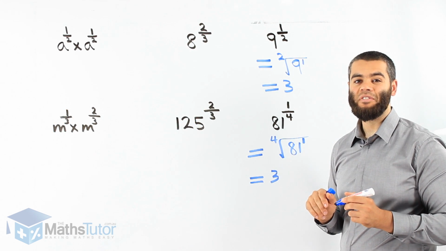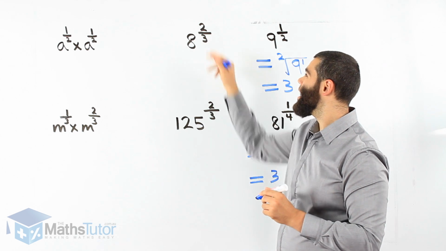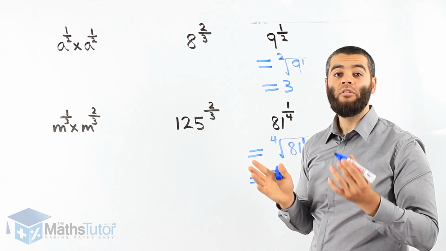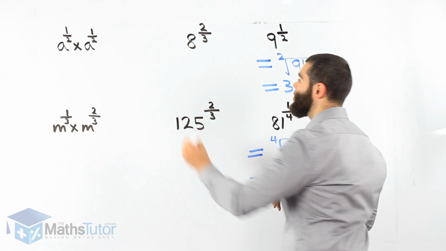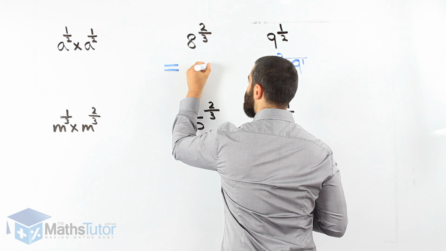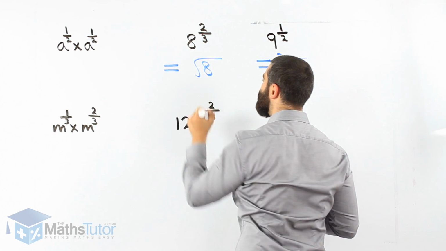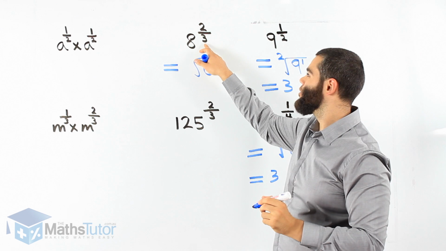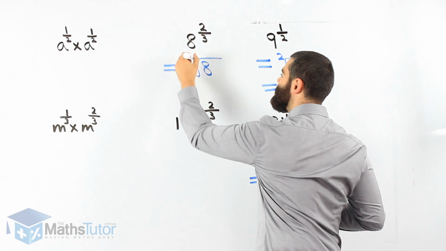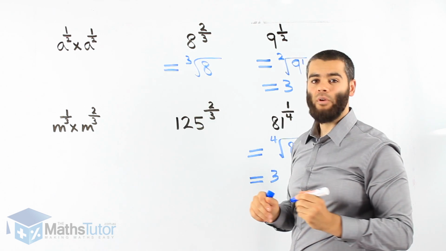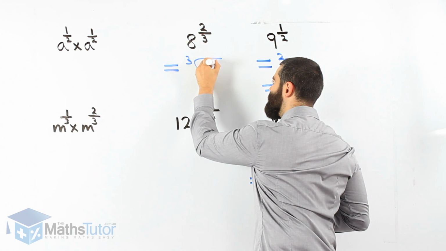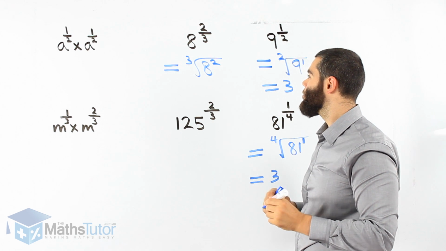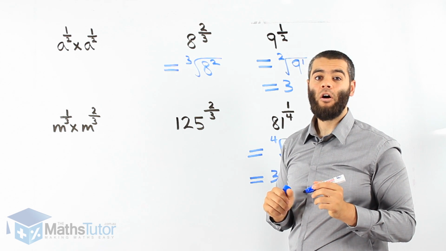Next example. 8 to the power of 2/3. The power, the indice, is 2/3. Same rules. So we write our base, the root sign, and our denominator goes outside. So 3 root 8, and our numerator goes inside, to the power of 2. 3 root 8 to the power of 2.